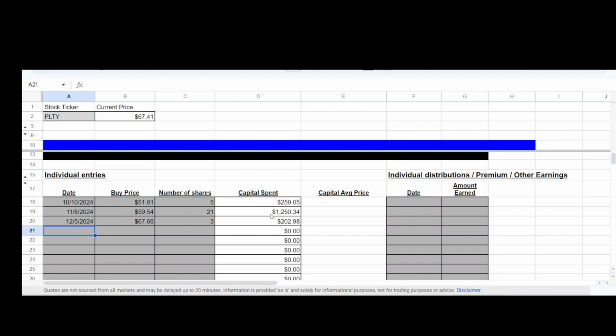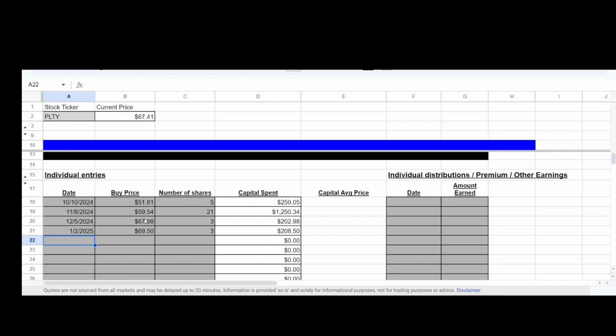Then I made another purchase, my last one, on 1/2/2025, at a $69.50 buy price per share for 3 shares. So I've only been nibbling in at this one. I think the November date was my biggest purchase, of 21 shares, but I've just been nibbling as I go.